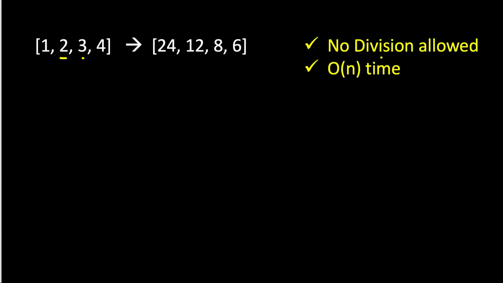So here the condition is that no division is allowed, and you have to do it in order n time. Order n time, because there are n elements, so you have to update n values at least, so you cannot do better than order n.